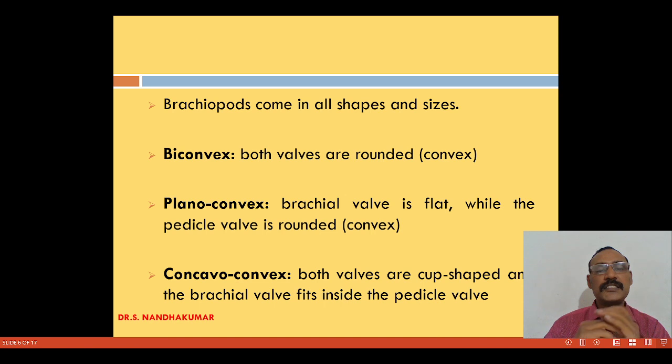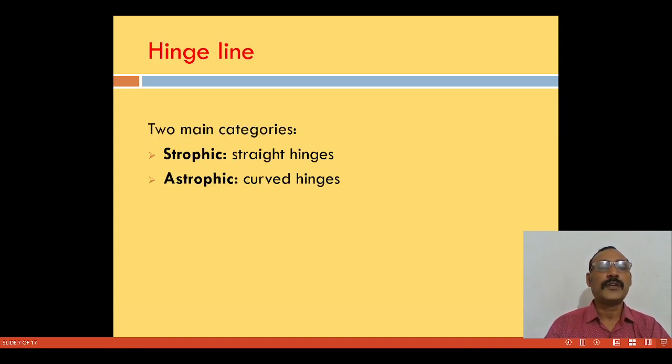In the biconvex case, both valves are rounded, which means both sides are convex. In plano-convex, the brachial valve is flatter, while the pedicle valve is rounded, so convex, right? Concavo-convex means both valves are cup-shaped, and the brachial valve fits inside the pedicle valve. These are the three differences in how the valves are arranged. Coming to the hinge line, there are two main categories: straight hinge lines, which we call strophic, and curved hinges, which are astrophic.